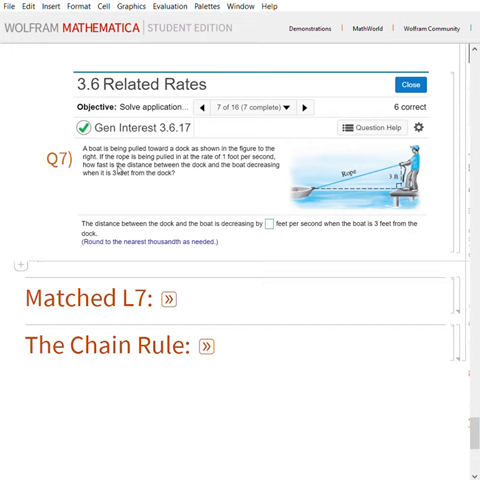The question says that a boat is being pulled toward a dock as shown in the figure, and they have a sketch for you. Usually they recommend that you sketch it so that you can visualize it. They already did that for you. So if the rope is being pulled at the rate of 1 foot per second. As you see, the rope is basically representing the hypotenuse here. So the hypotenuse's differential over time, dz/dt, is 1 foot, or rather negative 1 foot, since it's decreasing, coming closer. And then it's asking how fast is the distance between the dock and the boat decreasing when it is 3 feet from the dock. So they want the differential of the x-axis, or the long side, I forgot what they call these things in triangles.